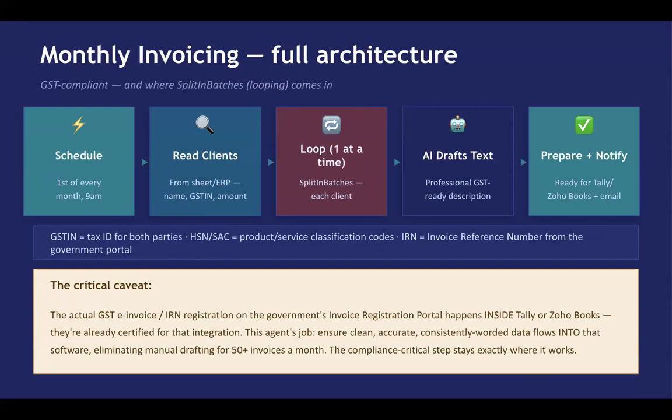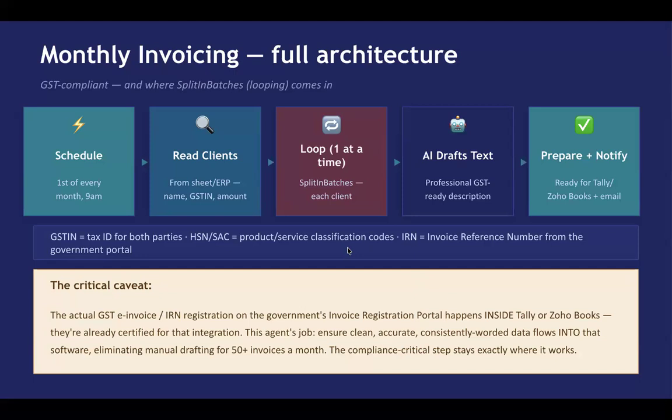Okay, now then there's monthly invoicing as well. Here the trigger could be a schedule node, which you can set once for the first of every month, for example, at 9 a.m. Then the agent would read your client list from a spreadsheet, and then it will check the client name, the GSTIN, what was billed, the amount, and the usage data, if it's metered or usage based.